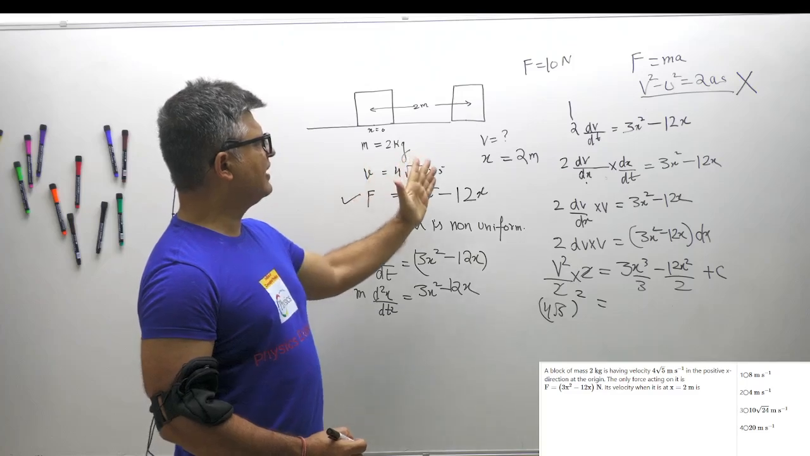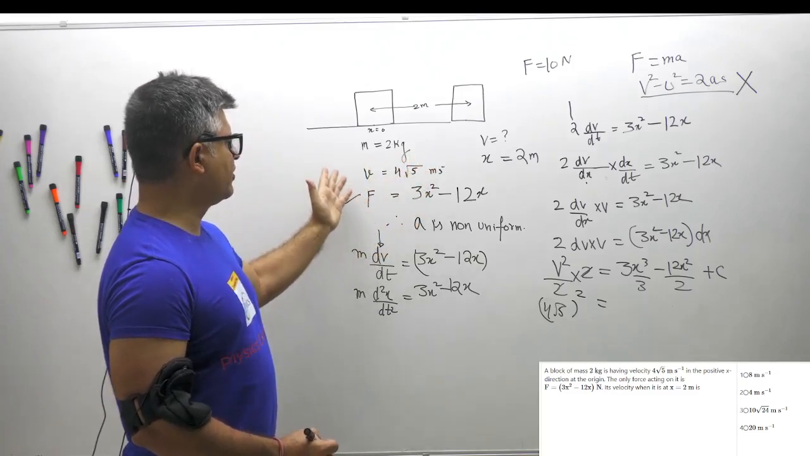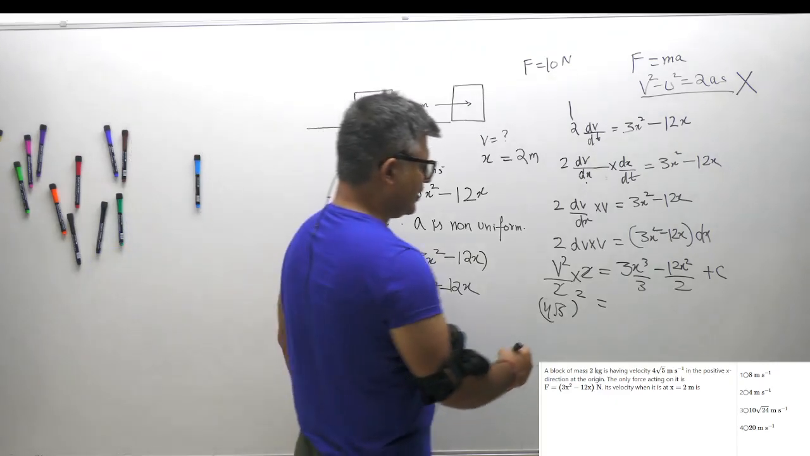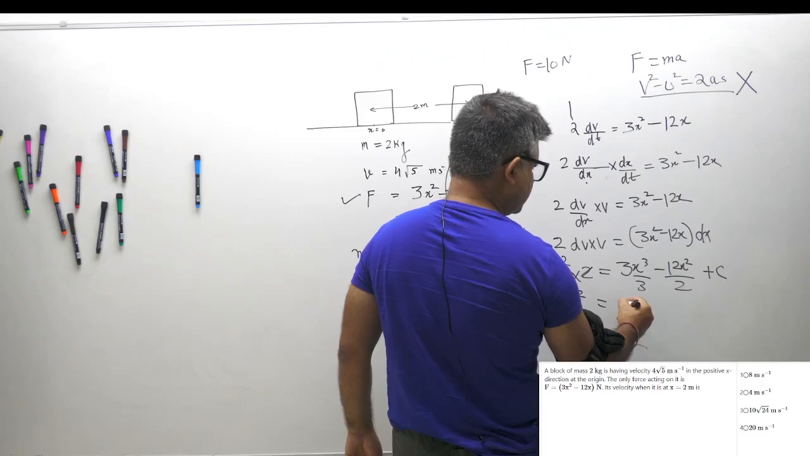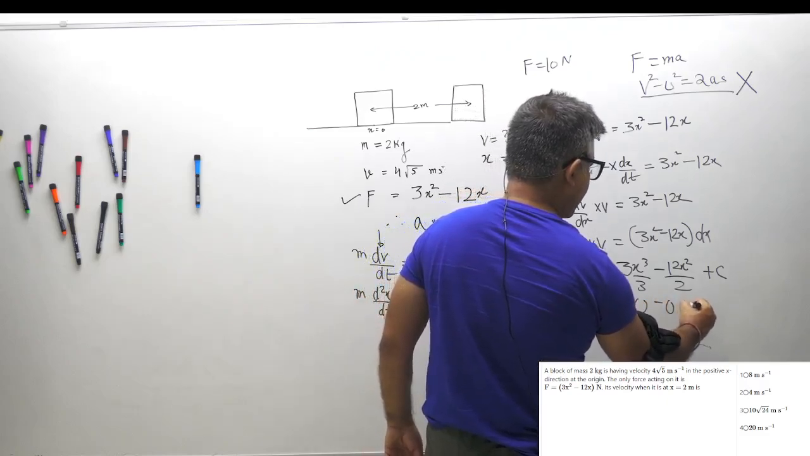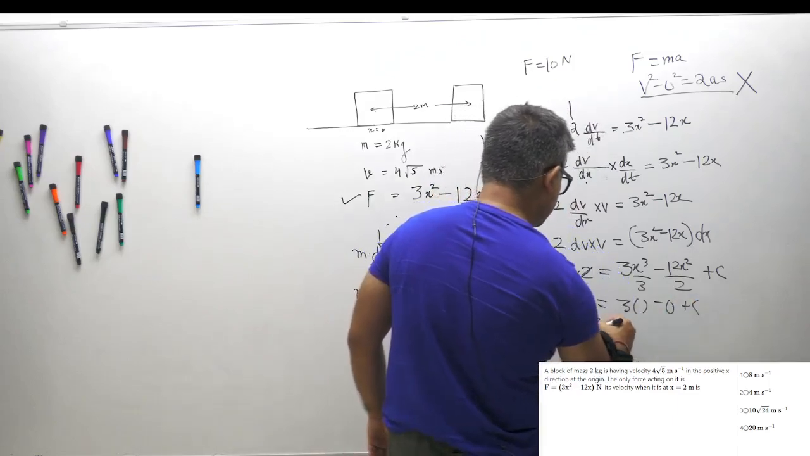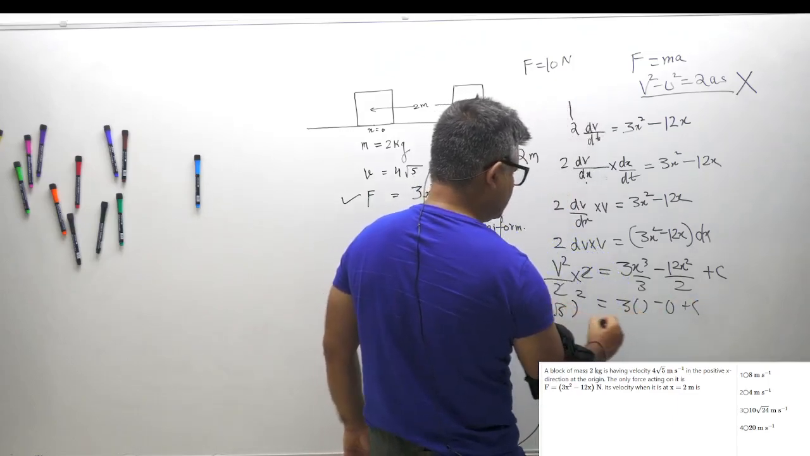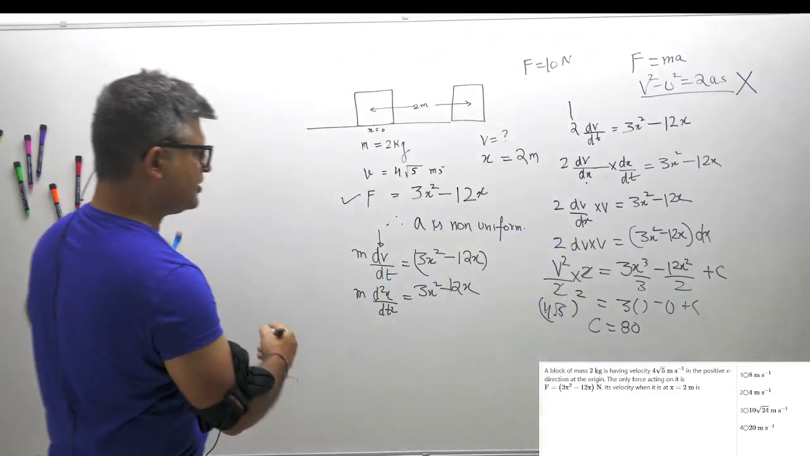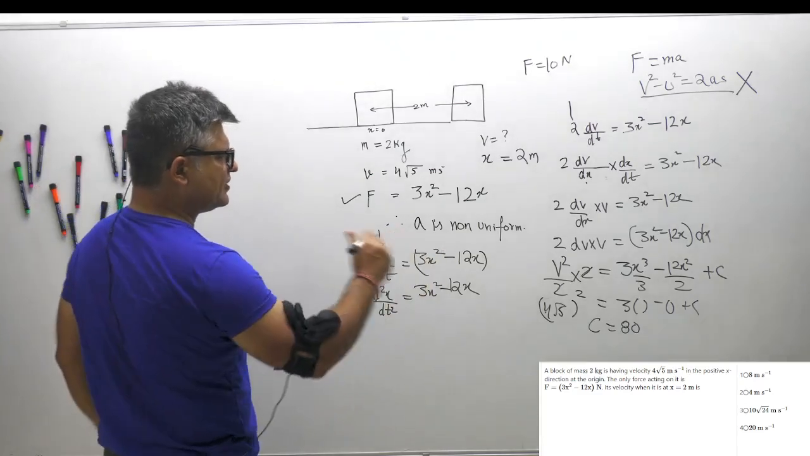This is a general expression for the force, and you want to find out the velocity. So 3, 0, 0, and C, right? So what's your C equal to? You get 16 into 5, C is equal to 80. So you have found the value of the constant.